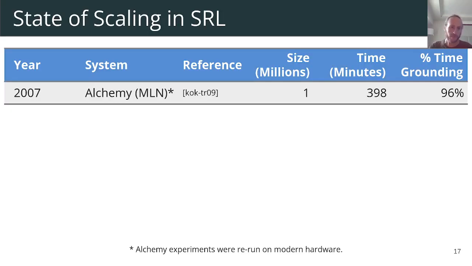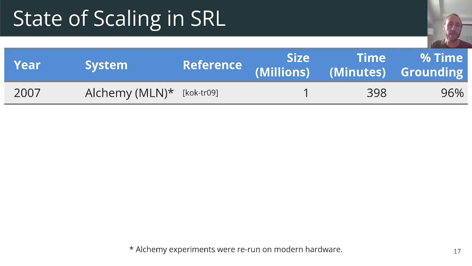So to start out in 2007, we had one of the first big SRL frameworks called Alchemy. This is based on Markov logic networks, or MLNs. It was able to ground a program of about 1 million size in a bit more than 6 hours, and it spends almost the entire time, 96% of its time, grounding. One thing to note is that all the numbers in this table are recreated on modern hardware. So this 6 hours is not 6 hours in 2007. This is 6 hours in 2023.